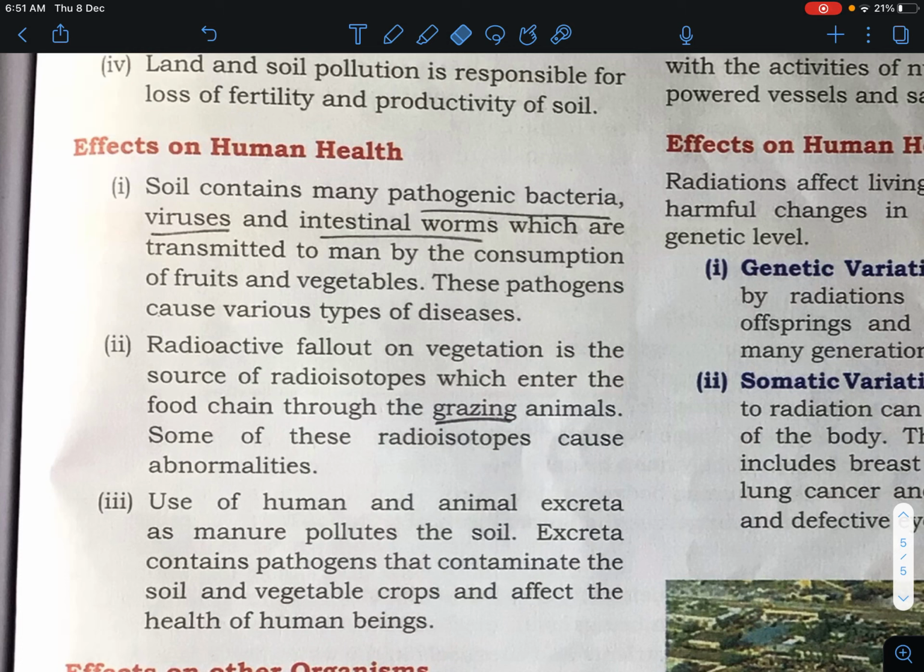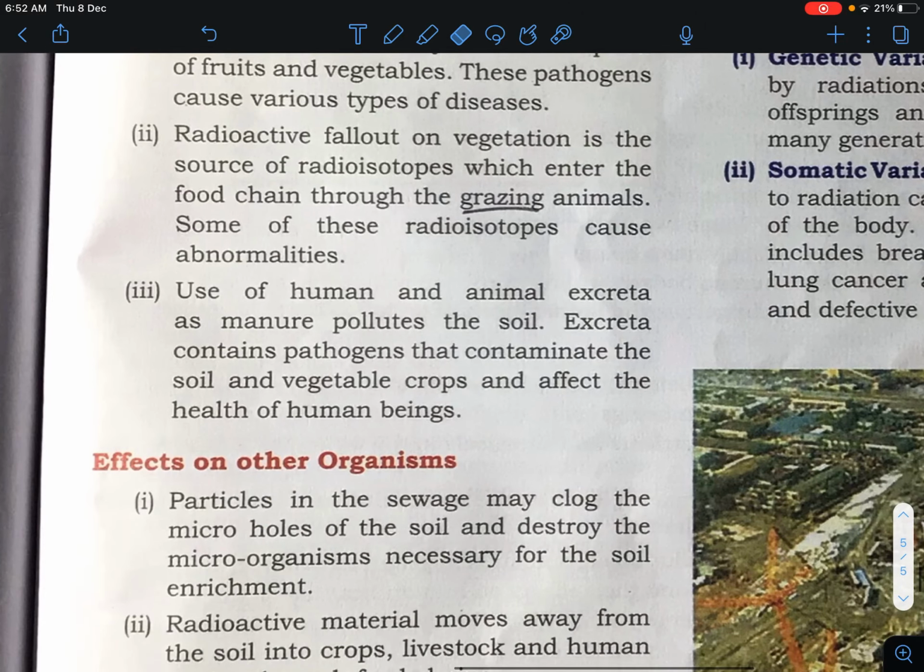Radioactive fallout also affects the fruits and vegetables. The radioactive fallout on the vegetation is a source of radioisotopes which enter the food chain through the grazing animals, and some of these radioisotopes cause abnormalities. So it is talking about the radioactive fallout on the vegetation, how the isotopes enter into the food chain through grazing animals and cause abnormalities.